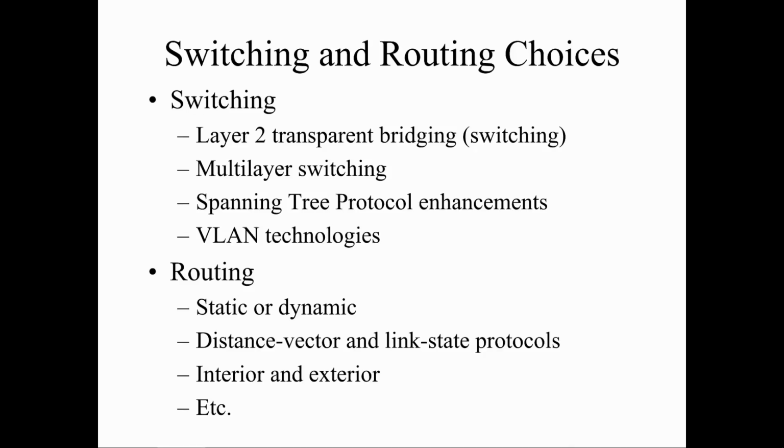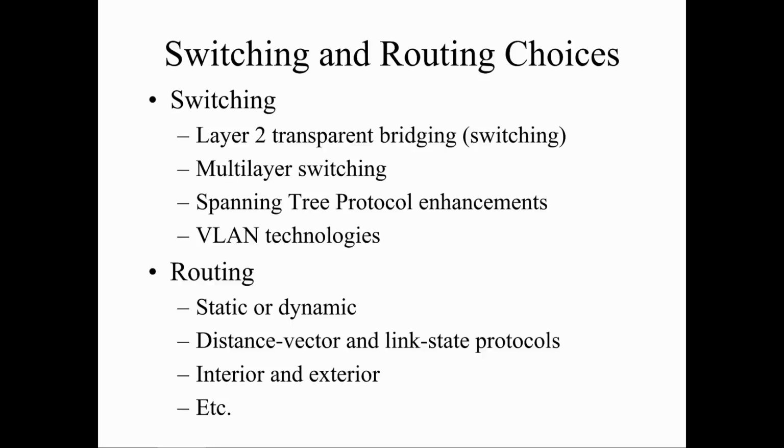So, switching and routing choices. For switching, at least if we're looking at layer 2 switching, it's transparent bridge switching. We have multi-layer switches, layers 2 and 3. We have some techniques that we could put in place, things such as STP, or spanning tree protocol, or the variations of spanning tree protocol, as well as some VLAN technology. What's really funny is, I guess you can call those choices, but those are just basic features that are in an enterprise class switch.